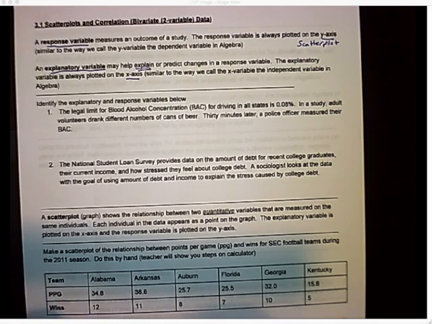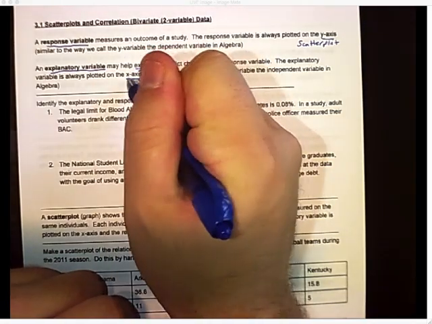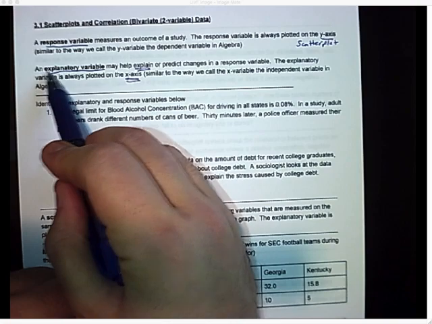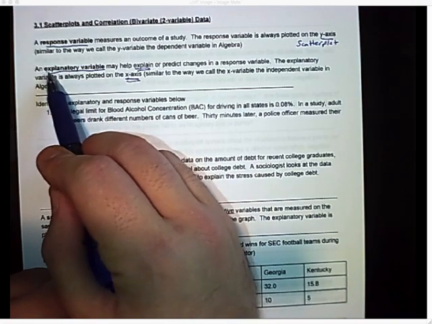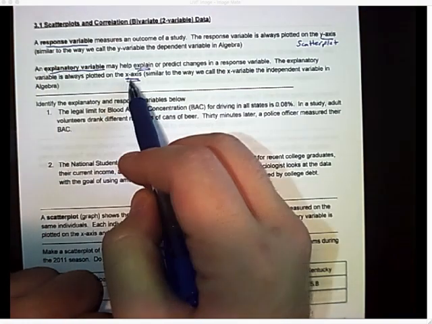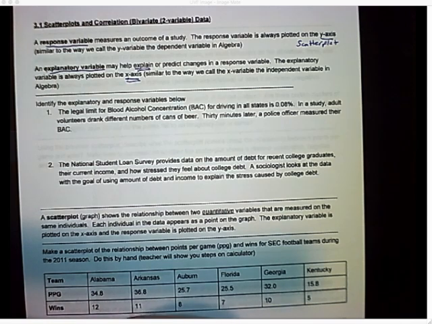The way I remember it goes on the x-axis, it starts with explanatory. So it sounds like x, so it's going to go on the x. And it's similar in algebra how we call the x variable the independent variable. Okay, so a couple of practice problems here to start.